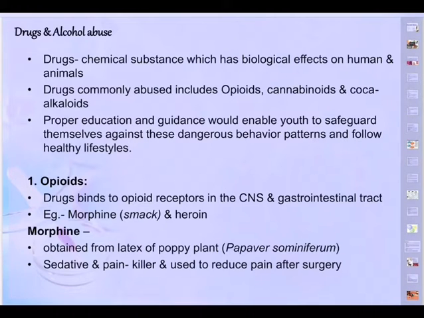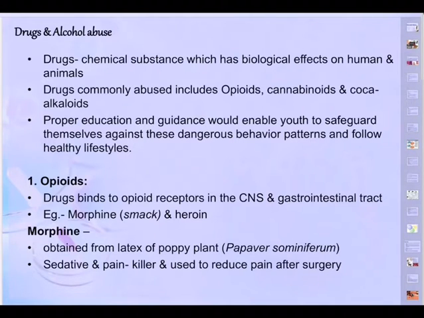So opiates, particularly morphine, are obtained from the poppy plant. Spelling: Papaver somniferum, write it once. And opiates bind to specific opioid receptors present in our CNS, central nervous system. There are proteins in our body which act as receptors for the opioid drugs to enter inside. And the moment it enters inside, it will affect two systems: the central nervous system, that is brain and backbone, and the gastrointestinal tract, that is the digestive system. Hence, one must be careful.